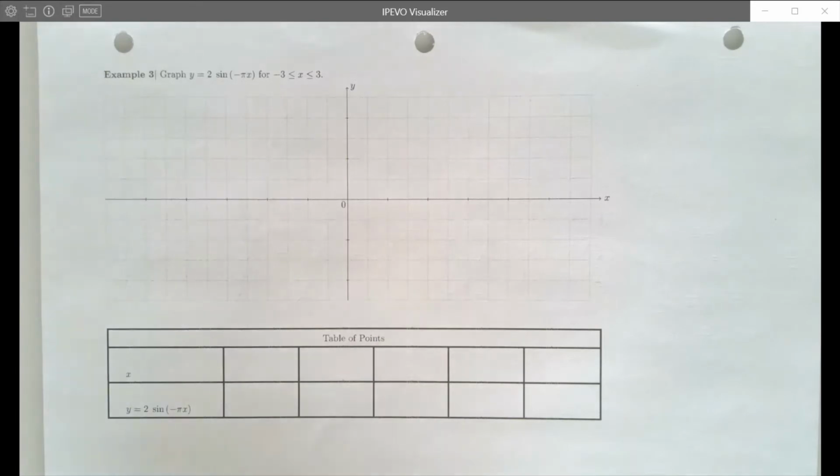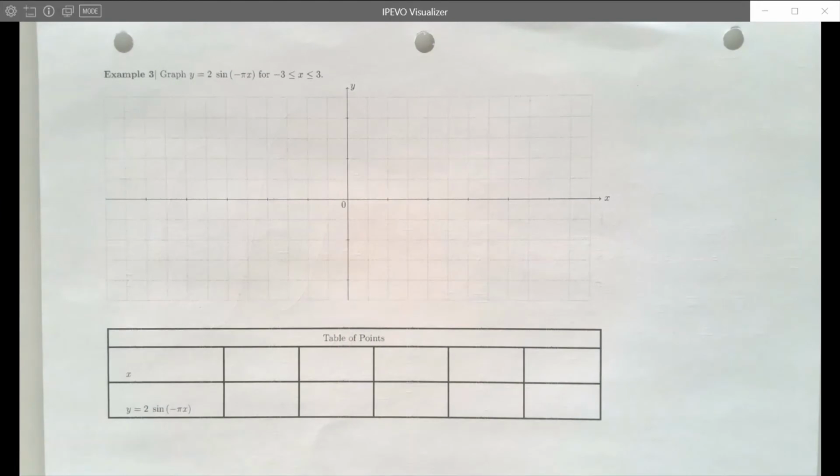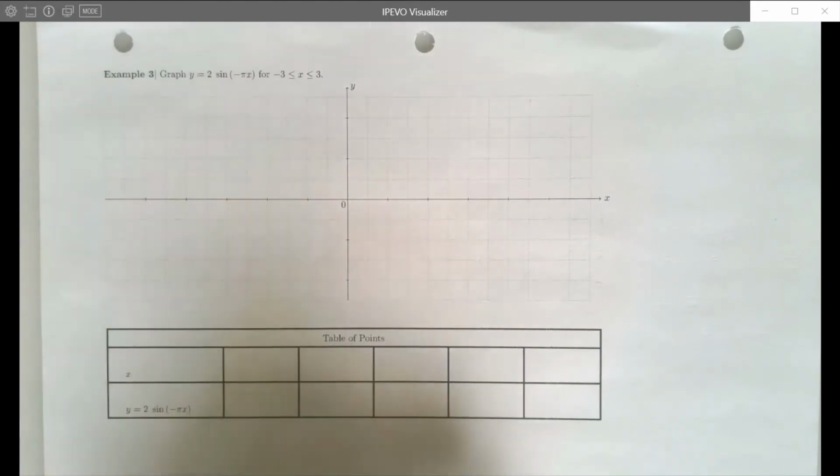For one last example, example 3, we have to graph y equals 2 times sine of negative pi x for x being between negative 3 and 3. So again, we have that negative coefficient for x. We're going to use the symmetry of sine. Now, if you recall, sine is an odd function.